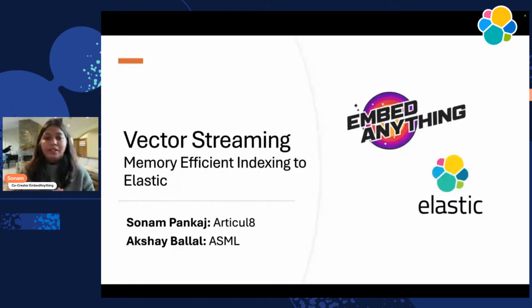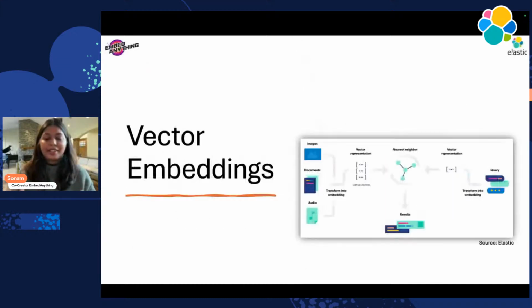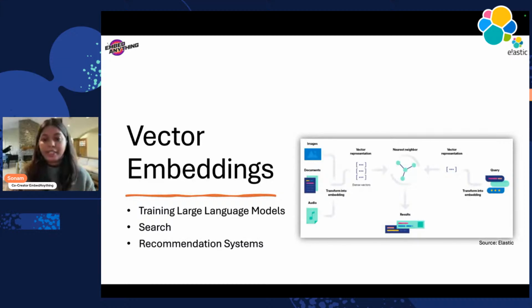First of all, let's discuss vectors. Vectors are the numerical representation of images, documents, audios, and they are used in training large language models. They are used in search, especially RAG, which has exploded, and now in recommendation systems.